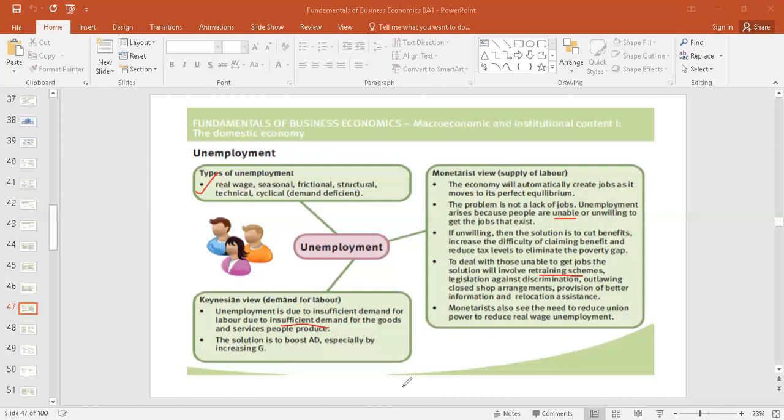Keynesians also talk about how to resolve unemployment. That is by increasing aggregate demand. When there is an increase in the demand for goods and services, then automatically there would be an increase in the demand for labor as well. So then the problem of unemployment can be resolved.